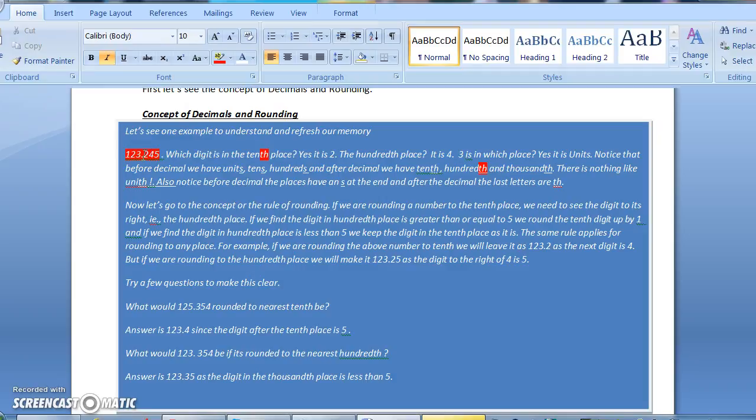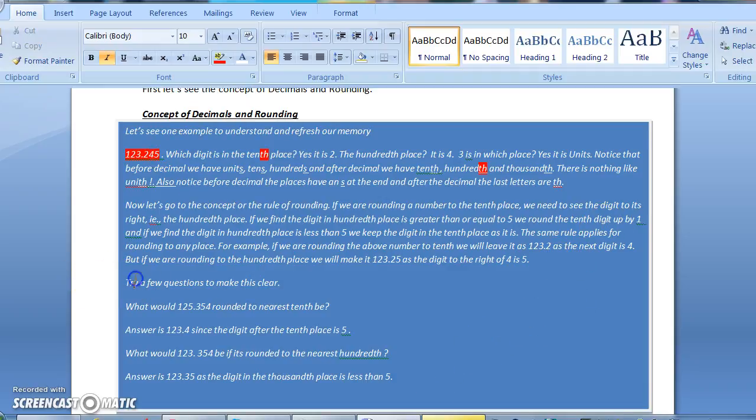If we are rounding it to the hundredths, we round it till this place, right? Now notice that to its right is 5, and the rule says that if the digit to the right is 5 or greater than 5, then we round it up. So the 4 we round up to 5. Hope this is very clear. Rounding to the tenths, we look at the next place. If it's 5 or more, we round it up. If it's less than 5, we keep it as it is, and this rule applies to any digit, any place.